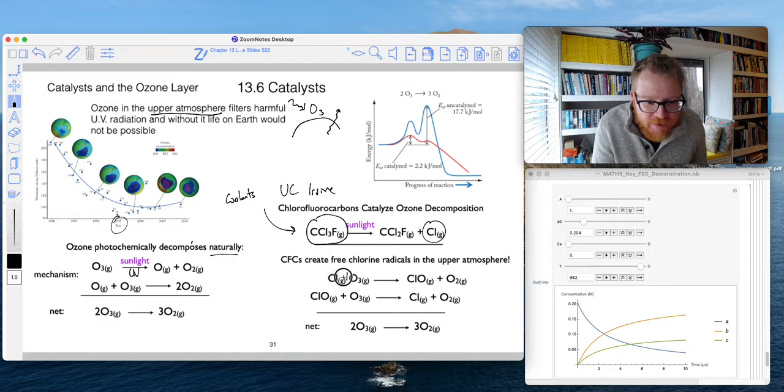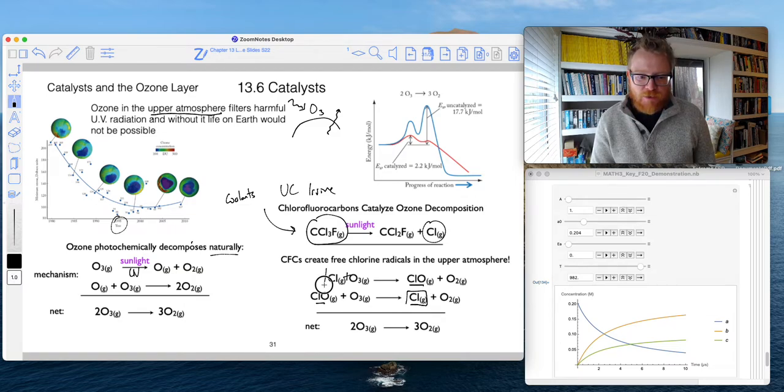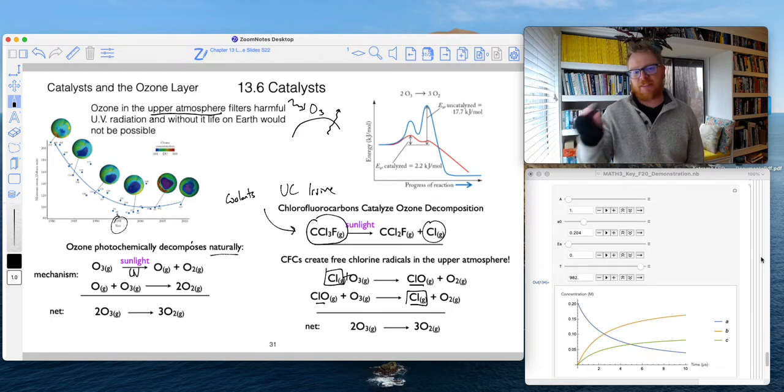Okay. Oops, I'm missing a plus sign here. So now what happens is once these chlorine radicals are released in the atmosphere, they react with ozone, they make ClO, which you can see is an intermediate. Okay, there it gets produced and then consumed. Well, the ClO reacts with more O3 and reproduces the chlorine atom radical, which you can see acts as a catalyst. So it keeps driving this cycle round and round.